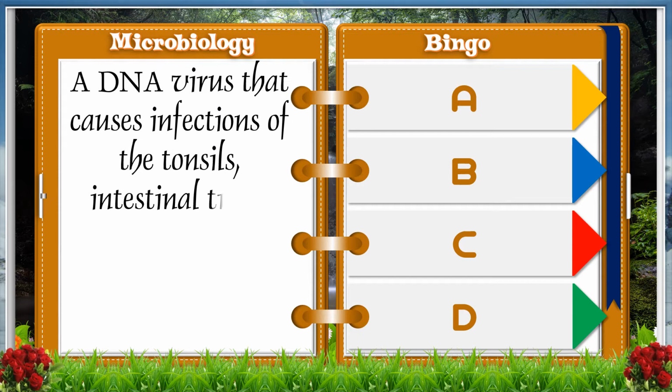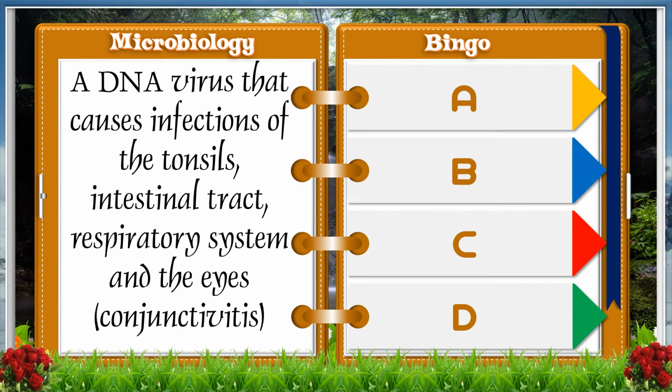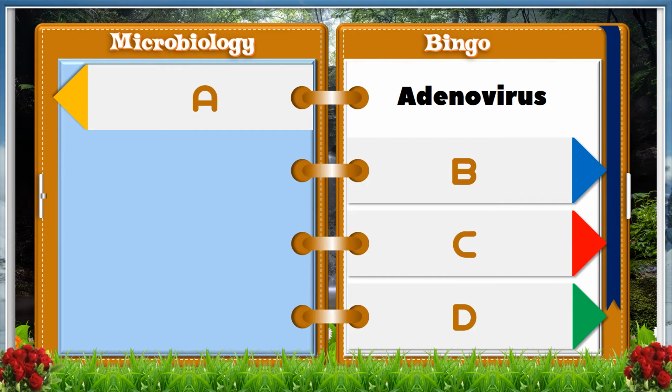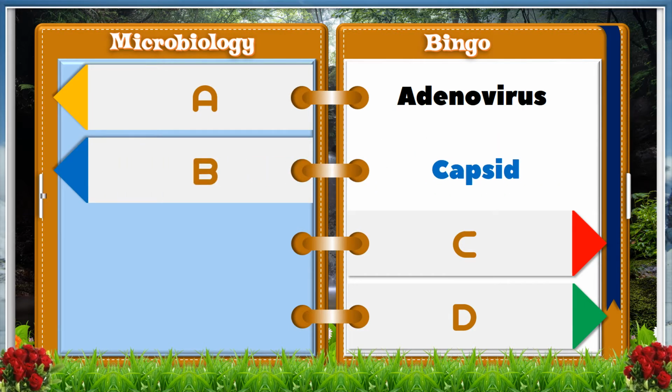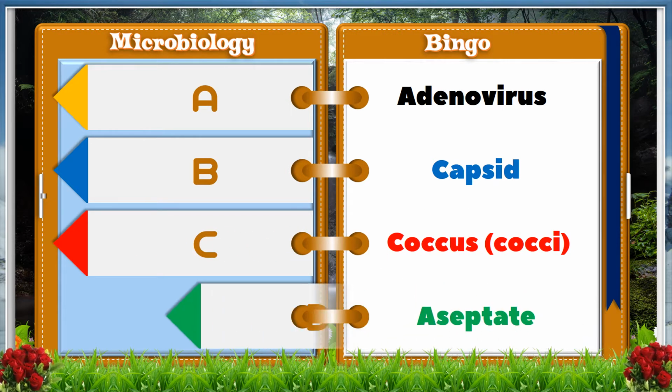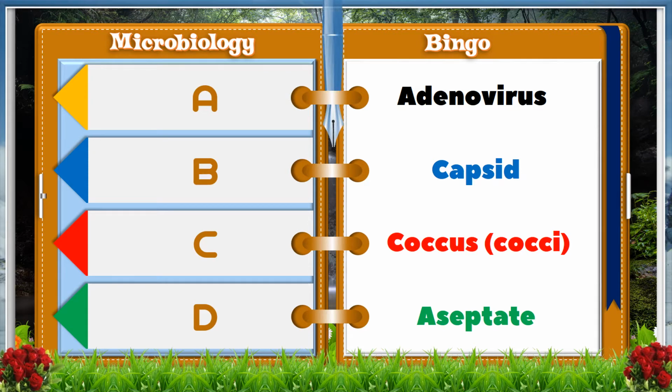A DNA virus that causes infections of the tonsils, intestinal tract, respiratory system, and the eyes, conjunctivitis. A. Adenovirus. B. Capsid. C. Coccus, cocci. D. Aseptate. And the answer is A. Adenovirus.